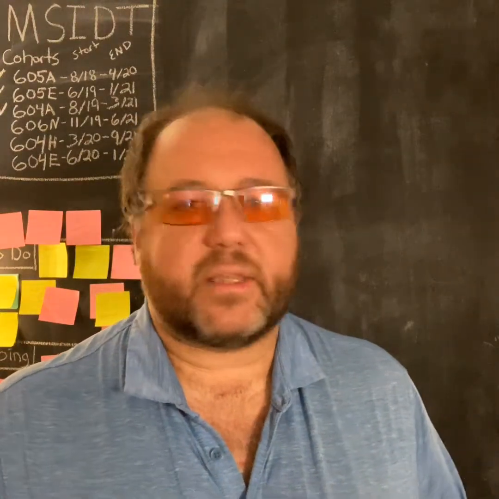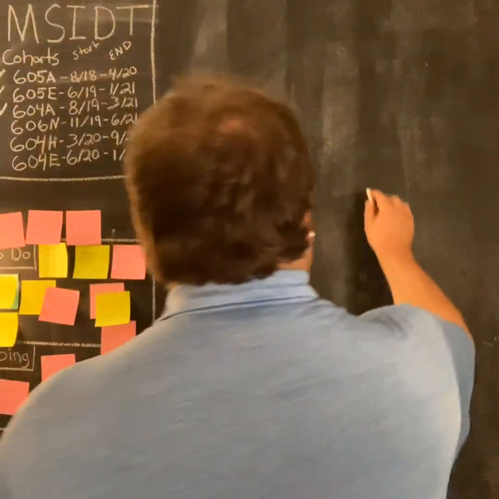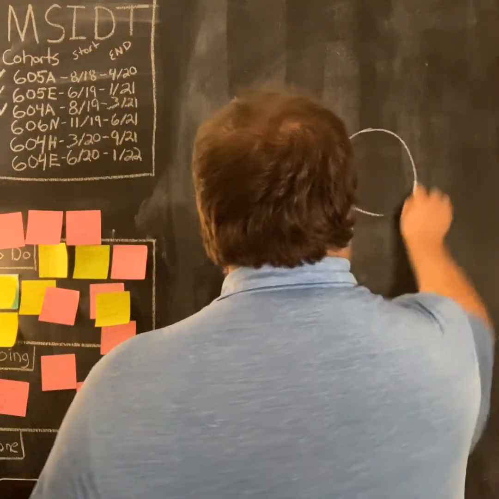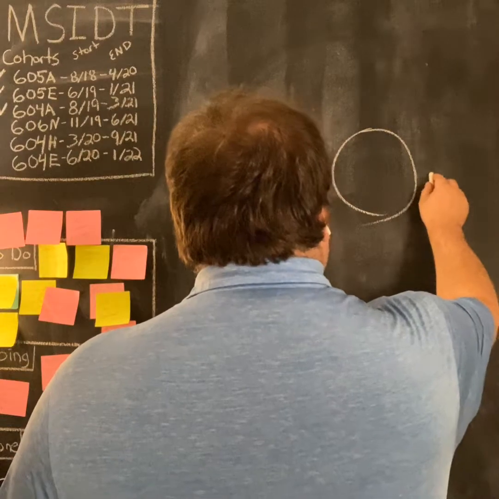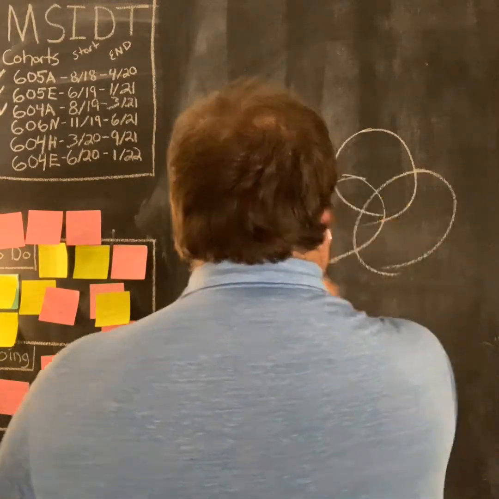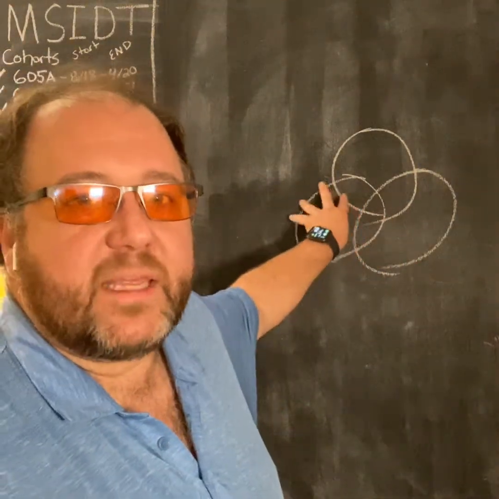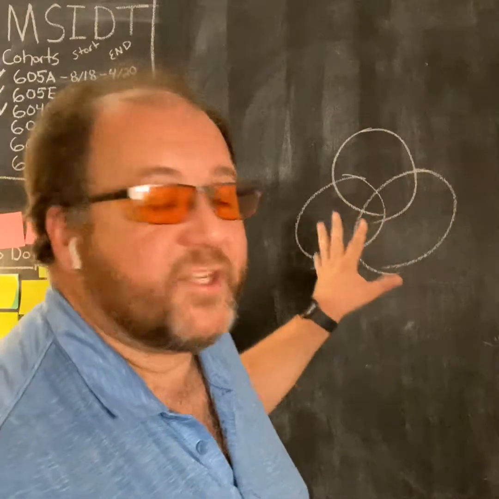So essentially, the idea is to have this as a Venn diagram. You have pedagogical knowledge, you have content area knowledge, and then you have technology knowledge. And it's very important because it's in the overlaps where all of the magic happens.